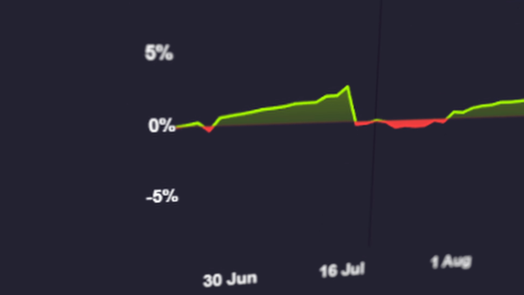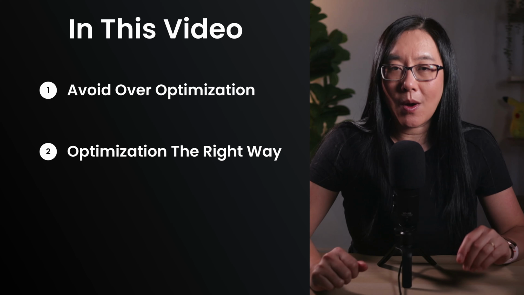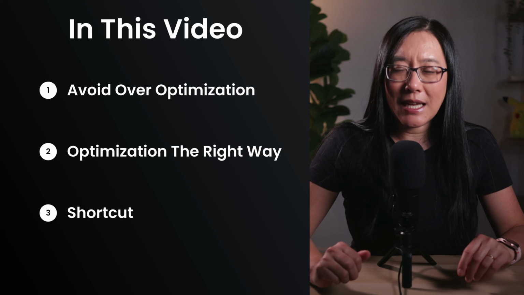Most traders think finding the perfect settings on old data will guarantee profits, but that's the fastest way to lose money. And I learned this the hard way until I changed my optimization rule and made $14,410 in a few months. So in this video, I'm going to show you how to avoid this trap, the right way to optimize, and the shortcut I use in my own trading.